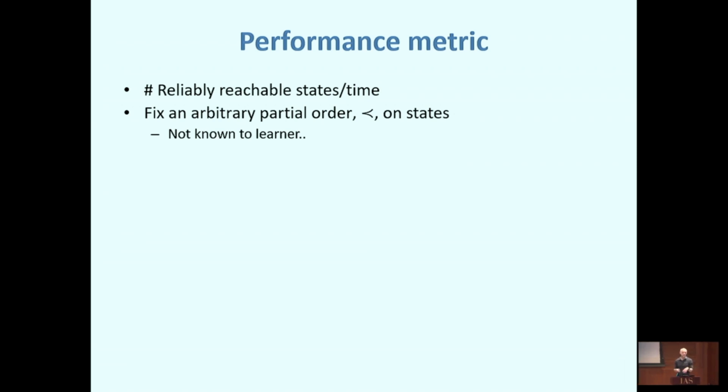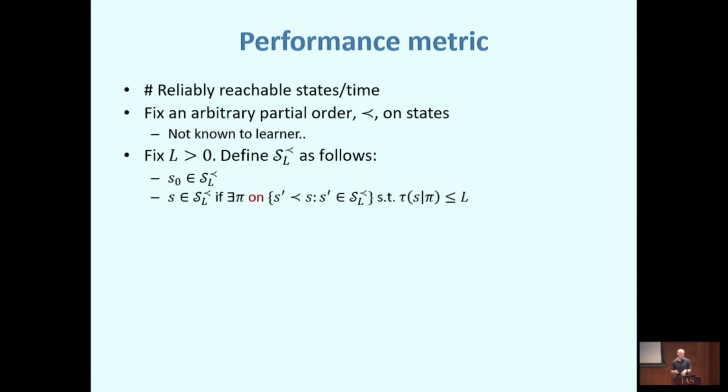So you fix an arbitrary partial ordering on the states. This is not known to the learner maybe. And you fix L. L is the horizon. So you want to discover the set of states which are reachable in L steps on average, in expectation. And then you're incrementally defining, with respect to the partial order, this set of states that are reachable in L steps. The reset state is in this set.